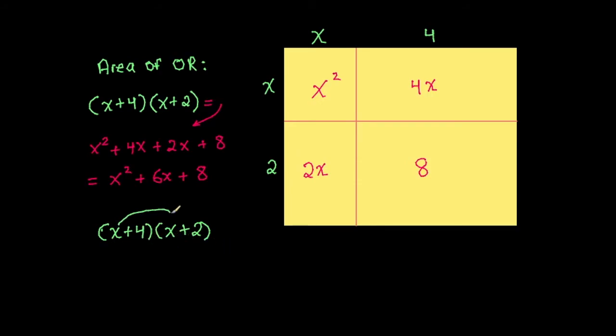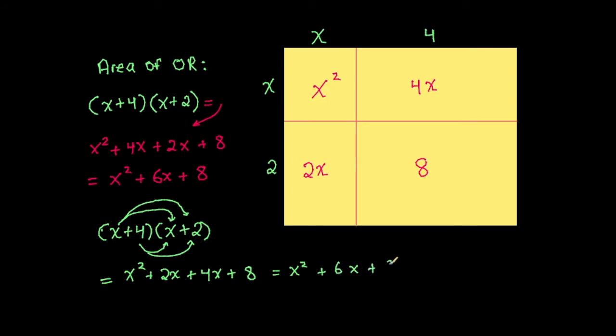So we multiplied x by x to get x squared. This is equal to x squared, and then we added to that x times 2, which is plus 2x. Plus we added to that 4 times x, which is 4x. And then finally, we added to that 4 times 2, which is just 8. And we simplified that. We got x squared plus 6x plus 8.